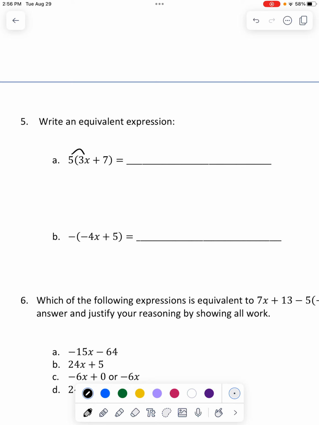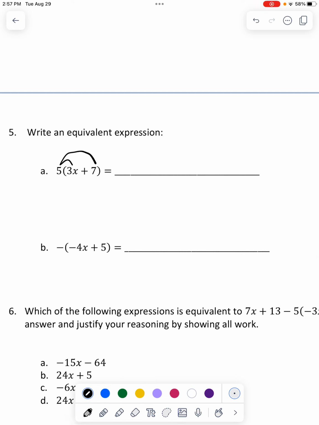And so if I have a 5 out front, that's telling me to multiply that 5 by everything on the inside. So I'm going to do 5 times the 3x, which gives me 15x, and 5 times the 7, which gives me 35. Now the same thing applies if there's a negative here.